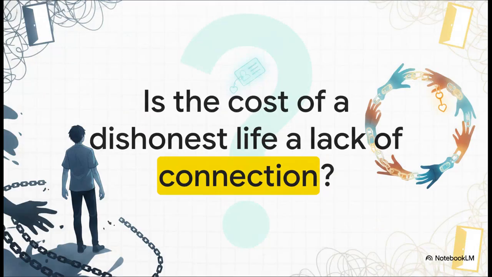As we wrap up this explainer today, I really want to leave you with a provocative thought to chew on. Hari Singh was smart, he was resourceful, and technically speaking, he was a very successful thief. But before Anil, he was entirely alone, completely nameless, and totally adrift. So is the real cost of a dishonest life not material poverty, but rather a life without a real name or a true human connection?